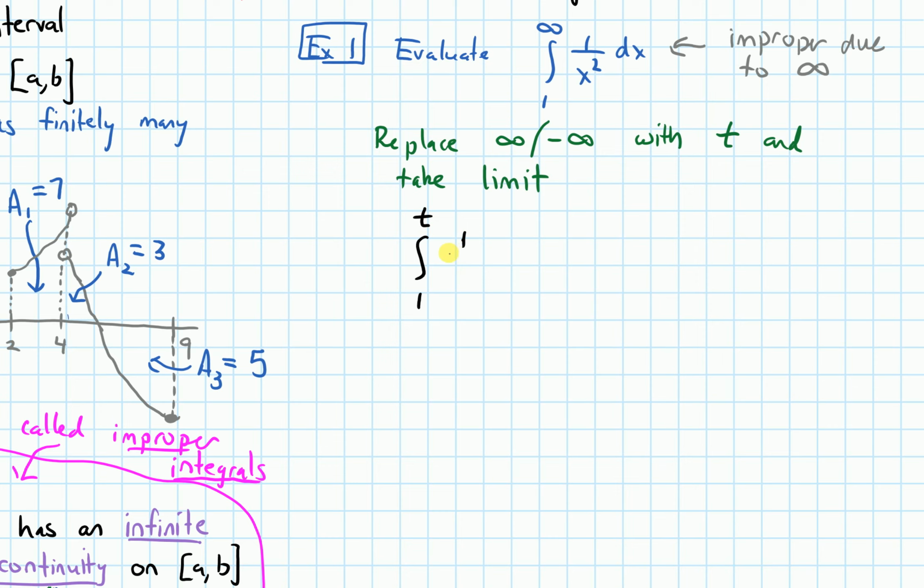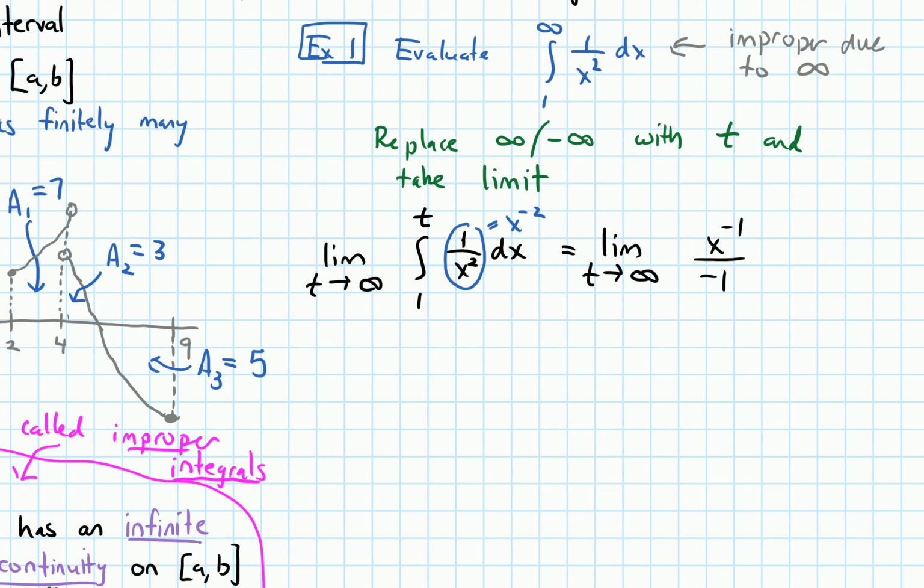So my function is 1 over x squared dx, and we are going to need to take the limit of this. And t is going to be going to infinity, because this upper limit of integration ultimately needs to be infinity. So now we just do this antiderivative how we normally would. So 1 over x squared, I can rewrite that as x to the negative 2. So we will get this equals the limit as t goes to infinity. And then our antiderivative is going to be x to the negative 1 over negative 1. Vertical line, and I'm going to have to plug in 1 and t into this.